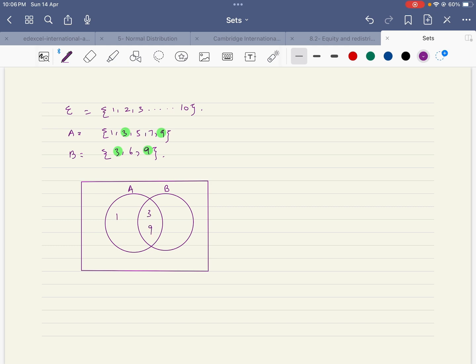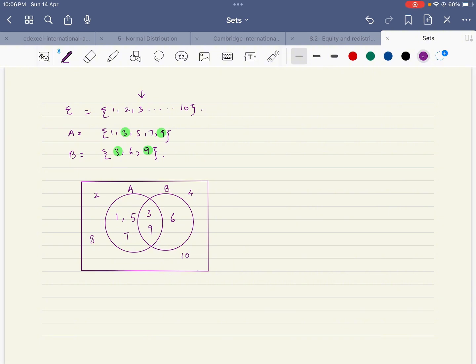In A we have 1, 5, 7. In B we have 6 only. And what do we fill in the rectangle? We fill the remaining members from this set. We have 1, we don't have 2, we don't have 4, we don't have 8 and we don't have 10. This is a complete Venn diagram.